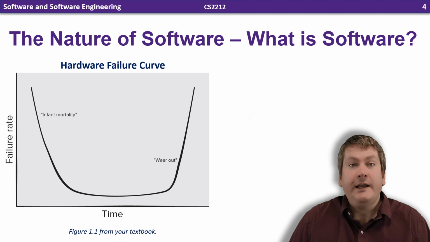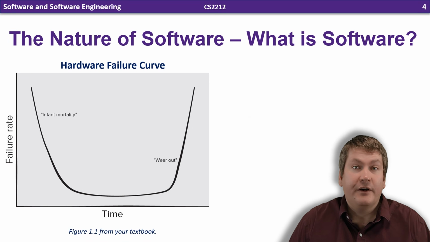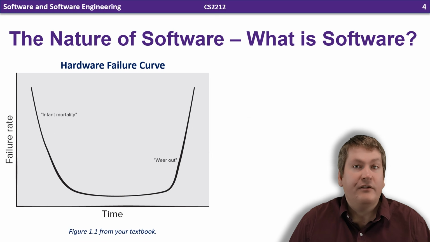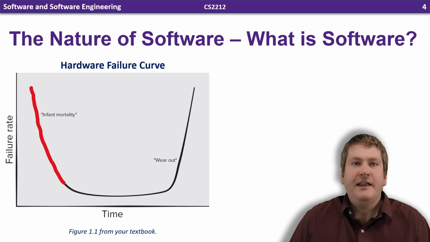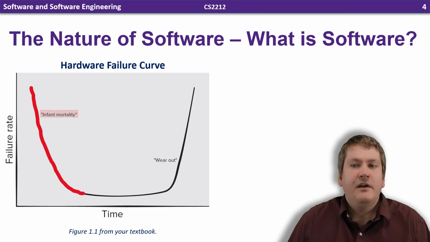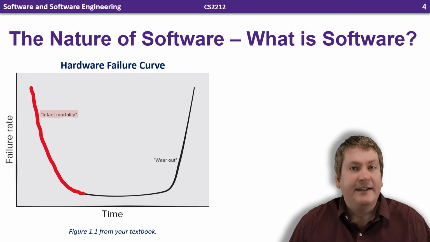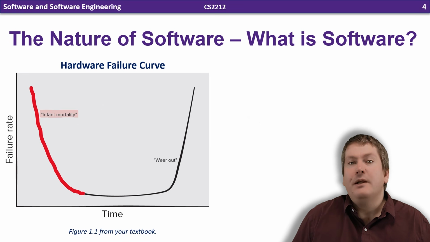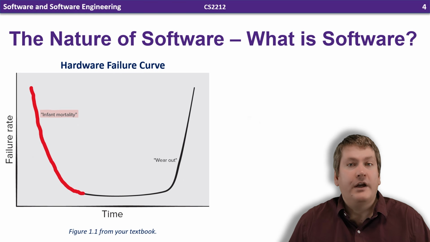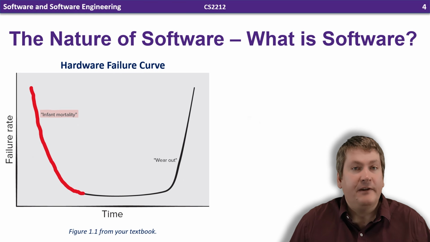Well, on the screen right now is the hardware failure curve. This shows the typical failure rate for physical products over time. You can see that there is a high failure rate early in the product's life due to manufacturing and design defects. We call this the infant mortality period. So this would be when you get a product dead on arrival, or it fails a relatively short time after you receive it.